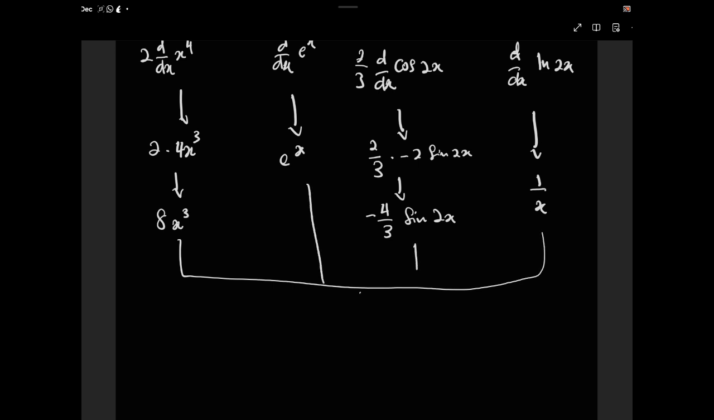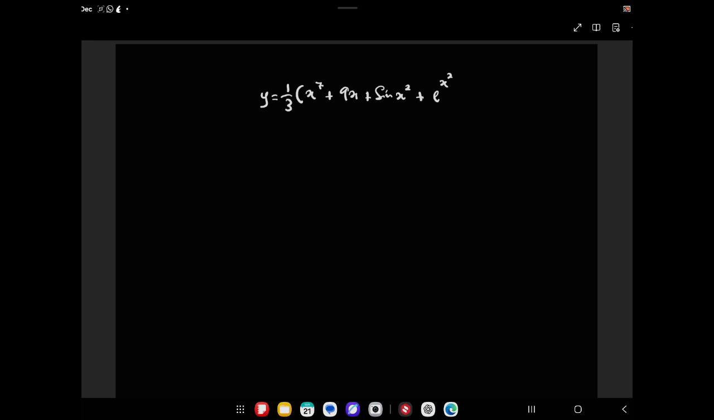So the next thing to do is to combine everything. So the answer is 8x to the power of 3 plus exponential x minus 4 over 3 sine 2x plus 1 over x, and this is its d over dx. Sorry, it doesn't have y. And let's look at the second question.